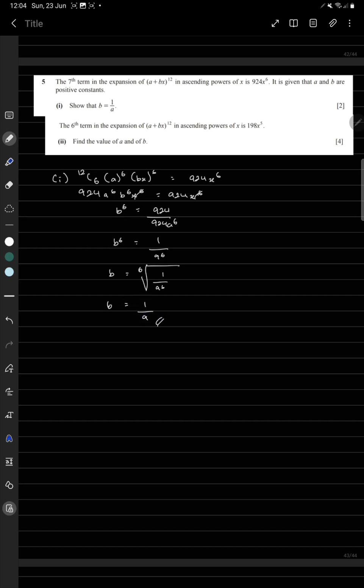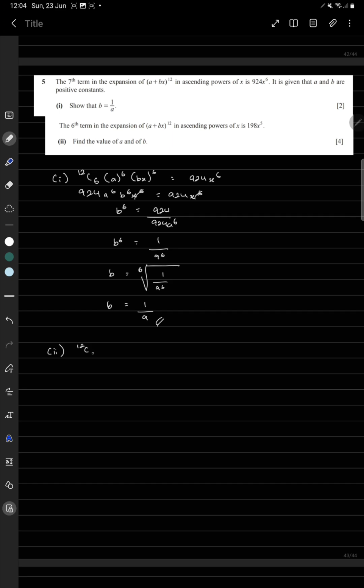Okay, now let's move on to the second part of the question. In the second part, it says that we want to find the values of a and b, but there's another piece of information that says the sixth term of the expansion (a + bx)^12 in ascending powers of x is 198x^5. So that's going to be the sixth term, right? Is it the sixth? It's going to be the eighth term, right? Because the seventh term is already to the power of 6, so I'm going to use the eighth term.